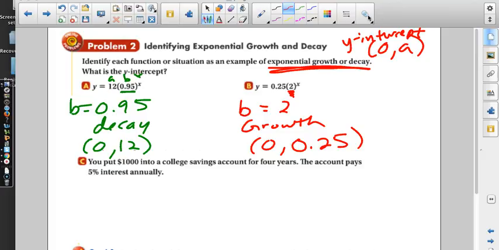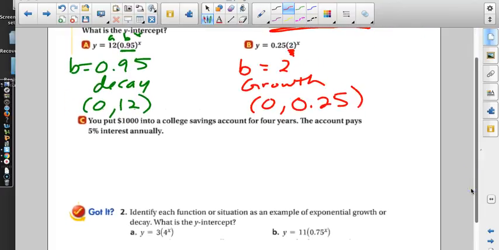C says we're going to put 1,000 smackers into a college savings account for 4 years. The account pays 5% interest annually. Wow. We want to know how much we're going to get. This is an adding problem. It's a savings account. You know, you're supposed to get more money when you're done. Aslan, put the phone away.